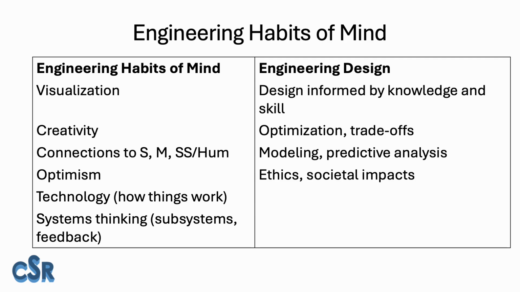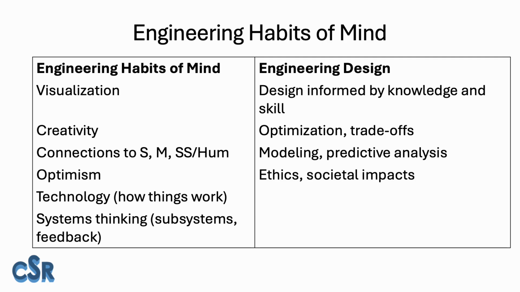And engineers have to be optimistic. They have to believe they can make the world a better place. They have to be able to believe that the product or process that they create can be done. And of course, the technology of how things work in systems thinking is embedded in a lot of engineering of how things work together, systems, subsystems, and feedback.